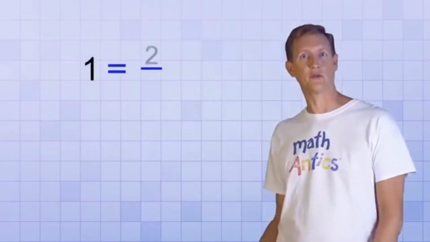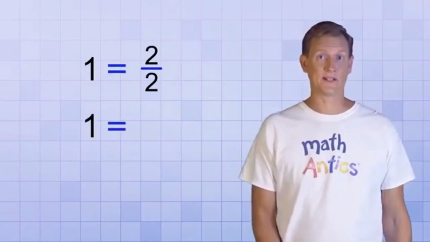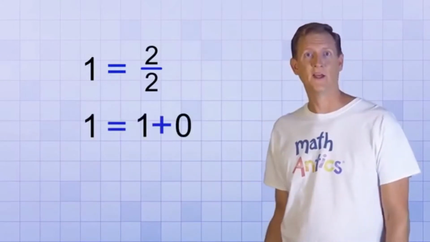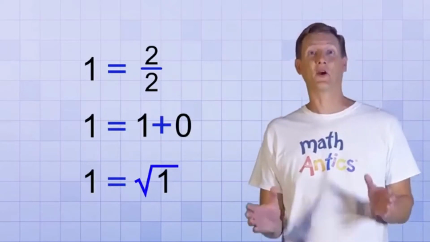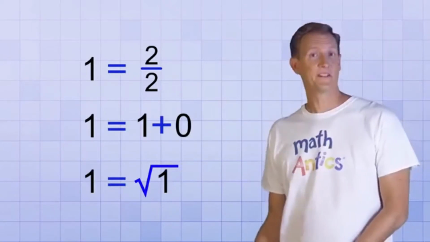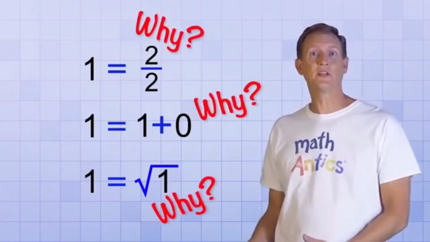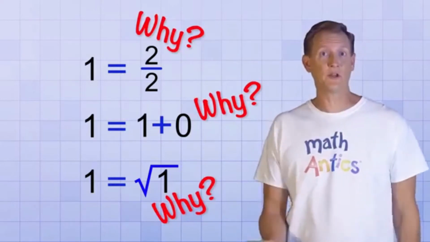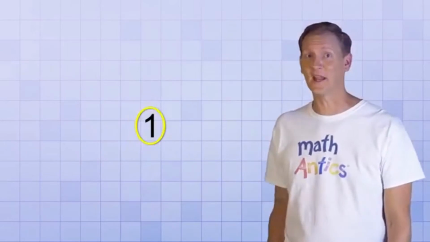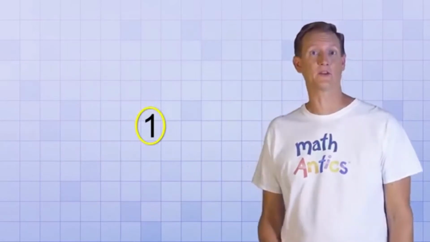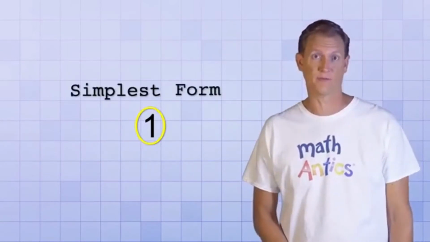Take the number 1, for example. You could write it as the fraction 2 over 2, or you could write it as the expression 1 plus 0. You could even write it as the square root of 1 if you wanted to. The possibilities are endless. But if it's the answer to your problem, why would you use any of these more complicated forms when you could just write 1? Isn't that a lot simpler? It sure is, and math teachers always like it when answers are written in the simplest form possible.